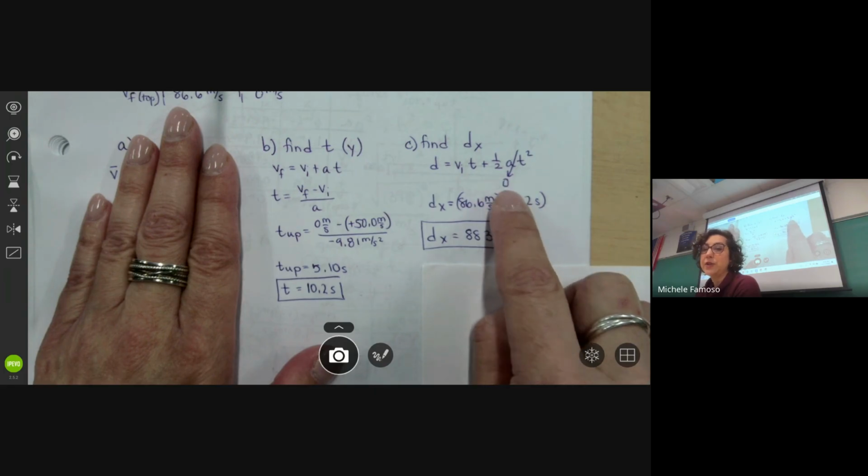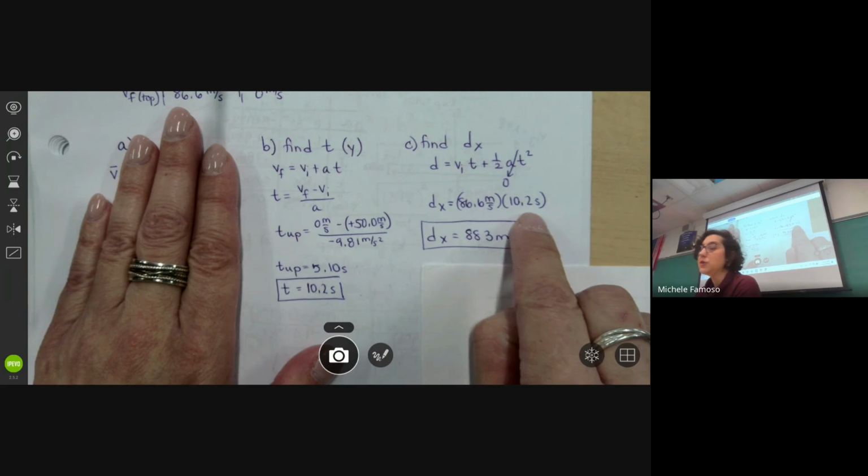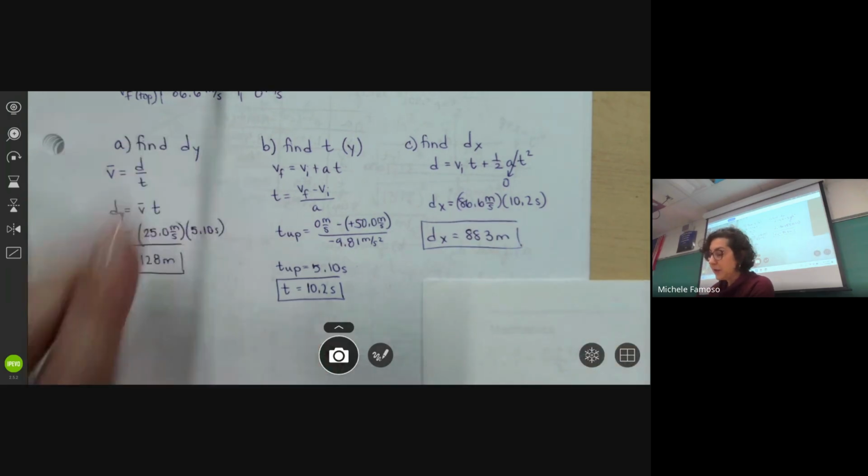In the X direction, the A is 0, so that drops out. So I would take the 86.6 meters per second, multiply by the total time of 10.2 seconds to give us 883 meters for the total range. Now you have to get the height.